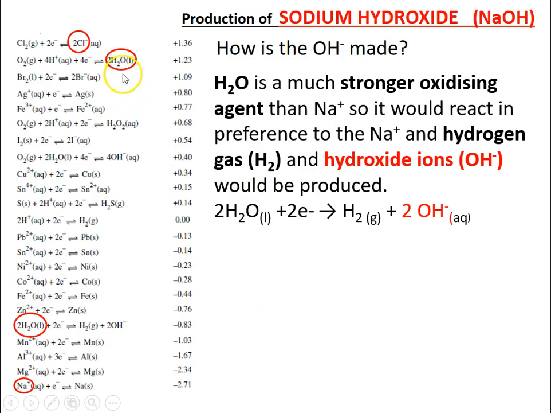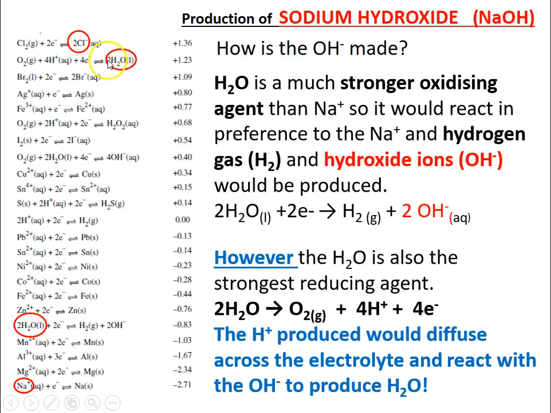So all seems well, except if we look at the reducing agents. The strongest reducing agent is water. So the water would undergo oxidation and produce hydrogen ions, which is an acid. So the hydrogen ions would diffuse across and react with our hydroxide ions, the base that we want, and produce water. So you would be removing the hydroxide ions that you've just formed.